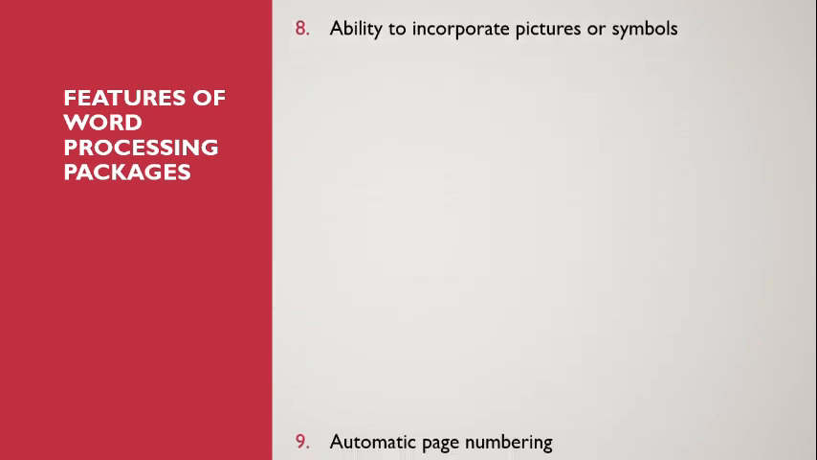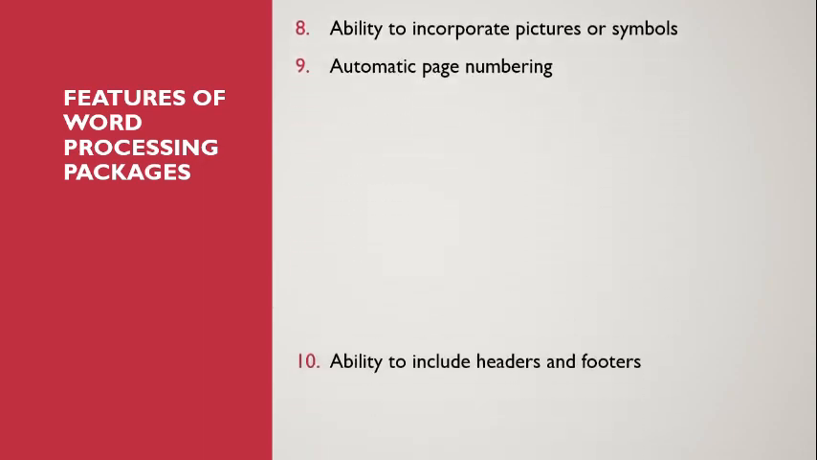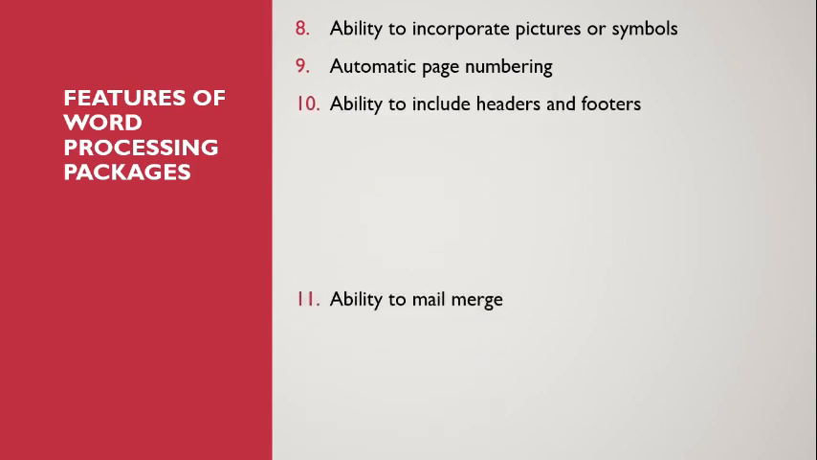Another feature of a word processor is the ability to incorporate pictures or symbols. So while typing your document, you can easily add a picture from the clip art. You can add a picture from the internet or from anywhere that the picture might be. You can include it in your document, and the word processor will allow that to be done easily, which cannot be done using a manual typewriter. You need to start drawing manually.